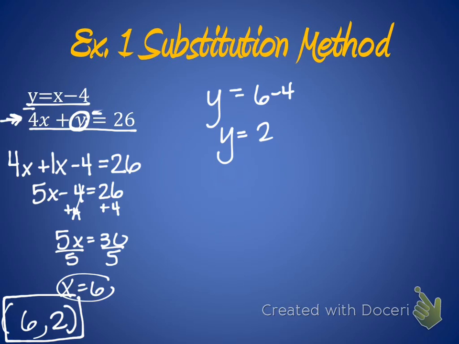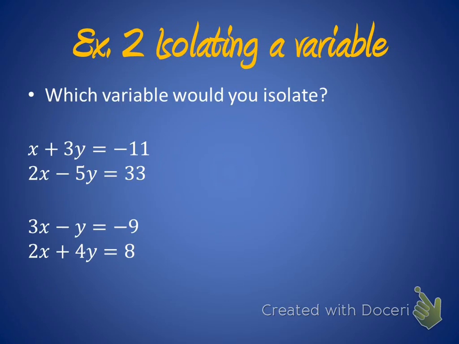Okay, so example 2. Now, remember what I said in the last example: in order to do substitution, one of your equations, not both, just one of them, has to say x equals this or y equals this. One variable has to be by itself. Well, let's look at these equations right here. x plus 3y equals negative 11 and 2x minus 5y equals 33. Do either of these equations have x equals or y equals?